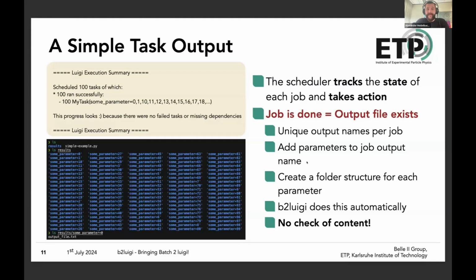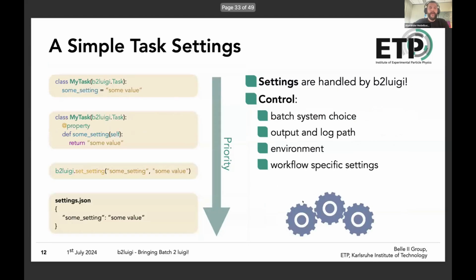So b2luigi creates a folder structure for each parameter. A very important note here is that a job only counts as successful if the output exists. It does not care about the content of the job itself. And this is one of the biggest differences to Luigi.